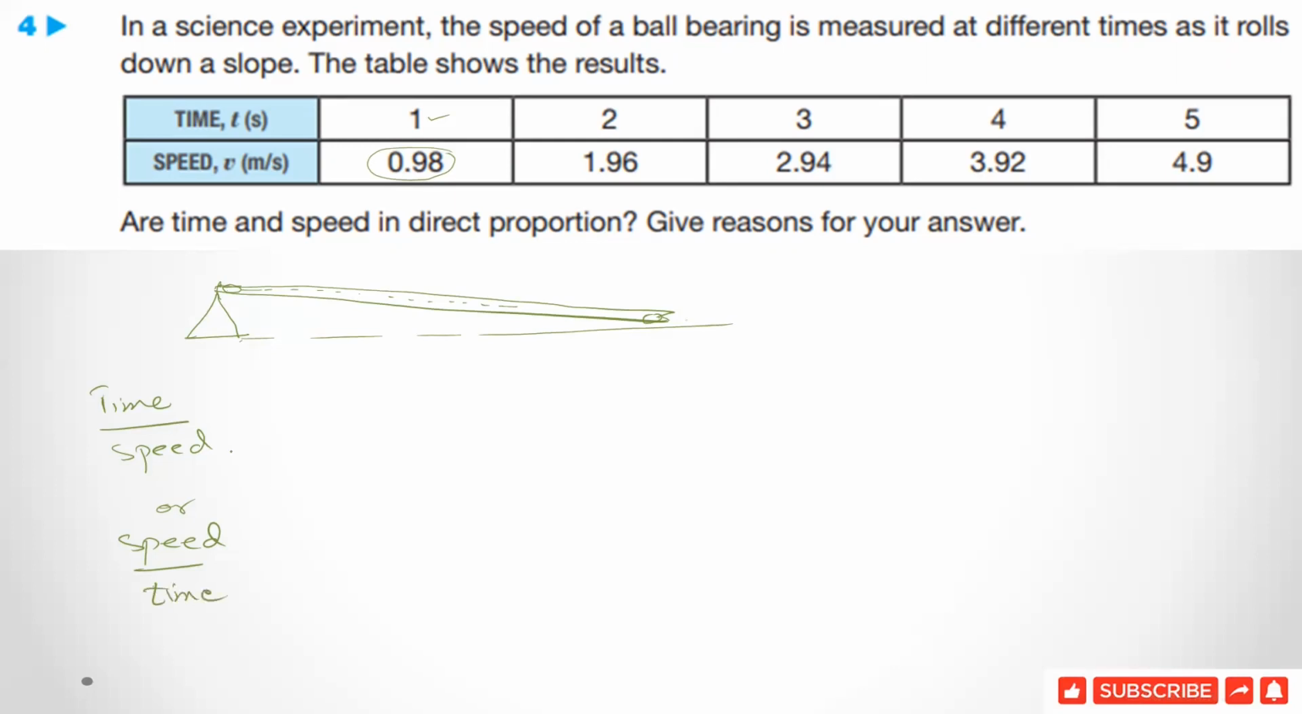Okay, first of all, I take time over speed, that is 1 upon 0.98. These all should be equal. If they are not, then it means these are not directly proportional. Okay, 2.94. So if I check on the calculator, you also check on the calculator. You do it now. Check with the calculators.